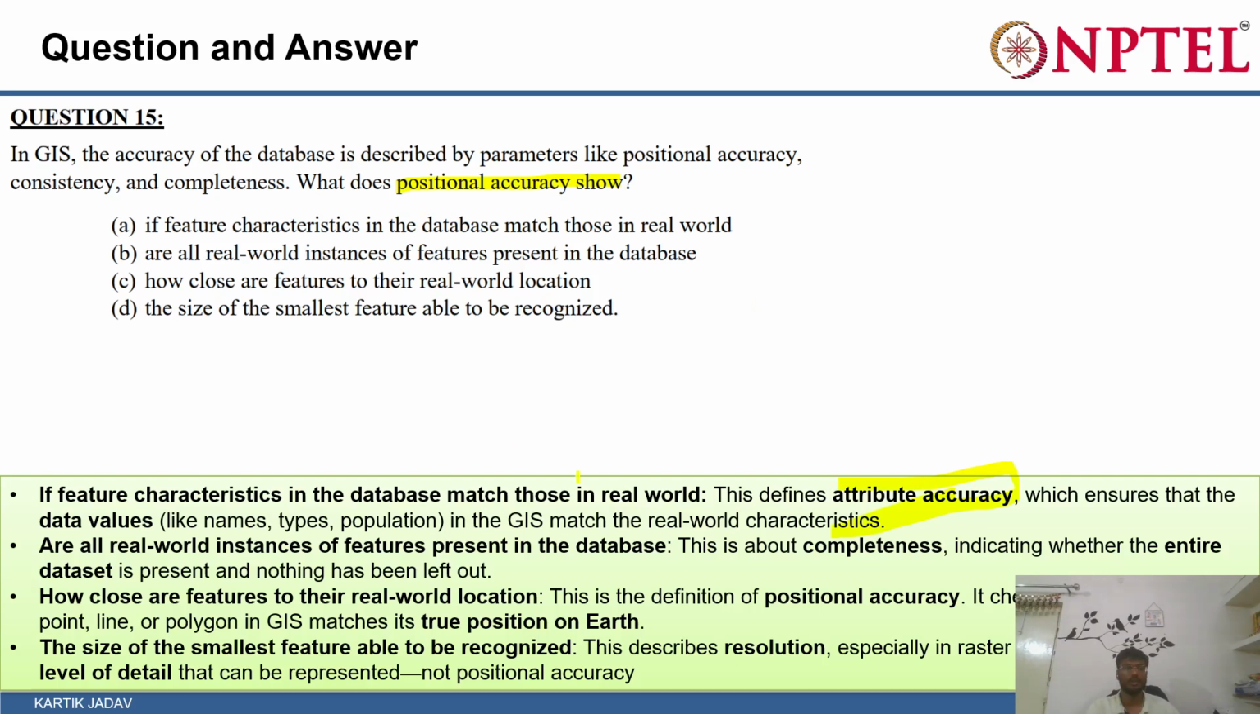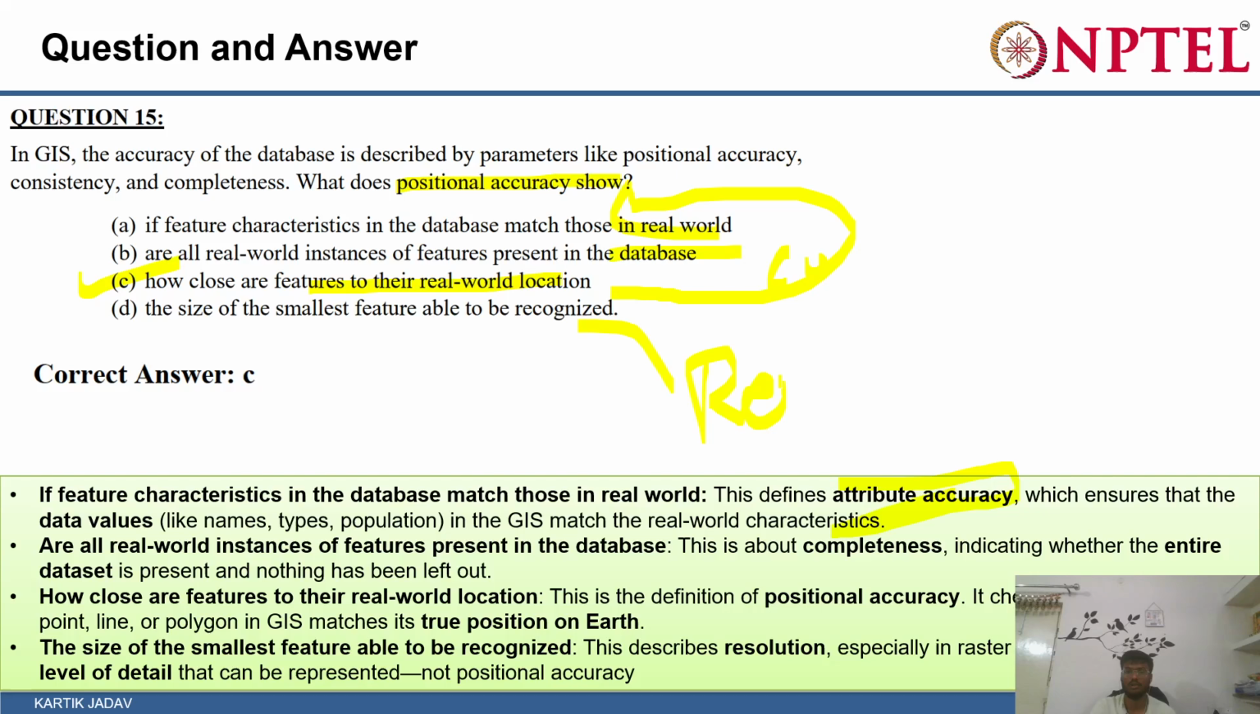While all real world instances of features present in the database, that is completeness. And how close features are to the real world is related to the positional accuracy. So the correct answer is option C. While the size of the smallest feature able to be recognized, that is related to the resolution.